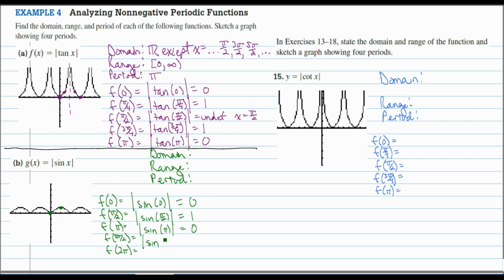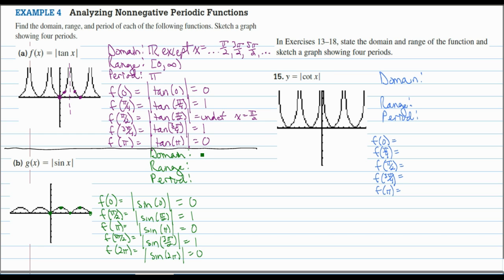Then we follow up with the sine of 3 pi over 2. Sine of 3 pi over 2 is negative 1. Absolute value of negative 1 is positive 1. 0, 0. 3 pi over 2, positive 1. And then last but certainly not least, the sine of 2 pi. And 2 pi is going to be 0.